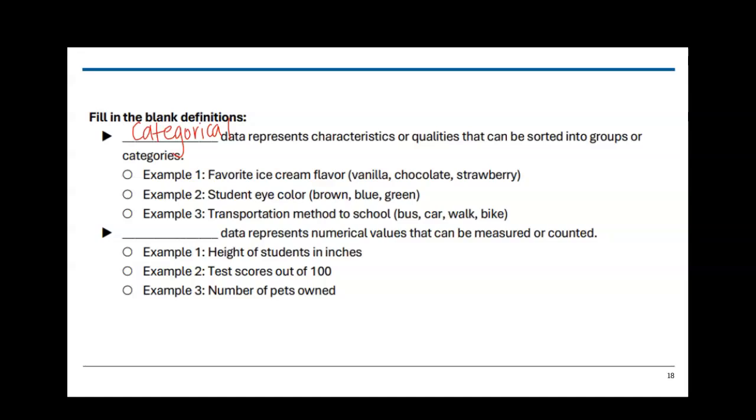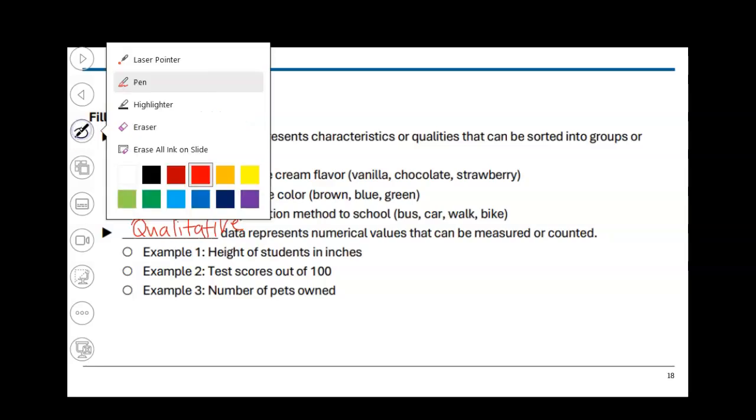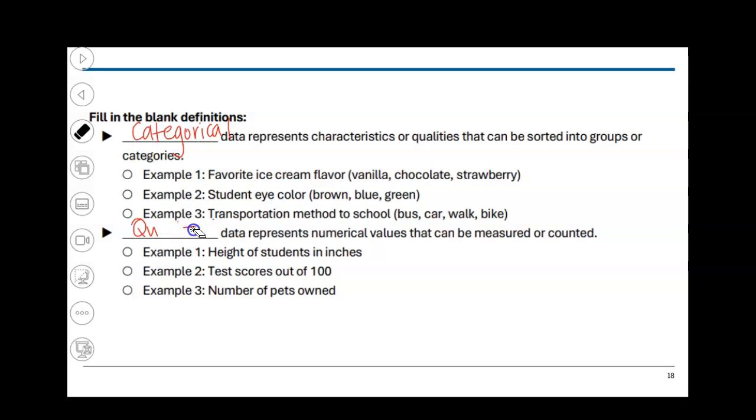The next one, blank data, is qualitative data. Okay, this is represented by numerical values. So those were the questions where I asked about your height and how old you are and how long it takes you to get to school. Okay, yes. I thought that was quantitative. No? Huh? Sorry. Thank you. It is not qualitative, it's quantitative.